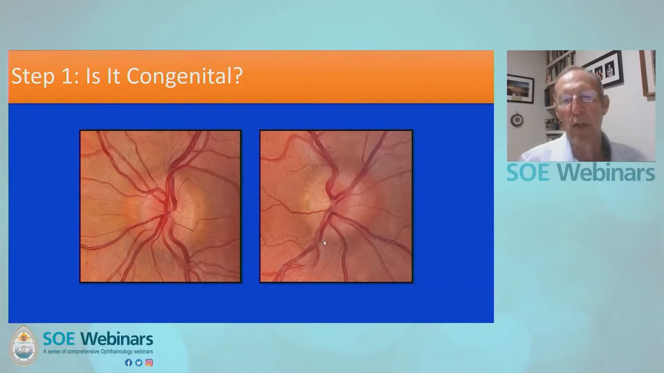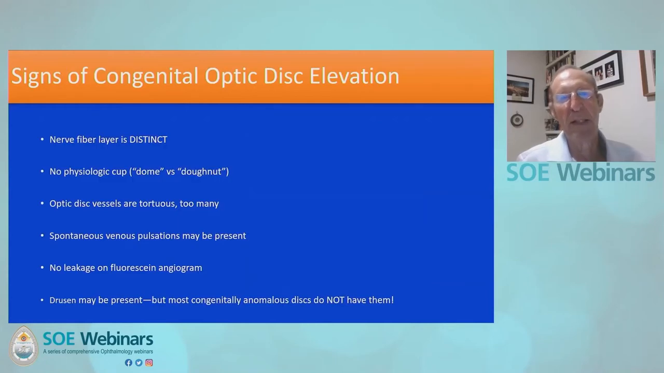And I will tell you that there's one of each. All right, after giving it a moment's look here, I'm sure you will agree with me that this is a very difficult assessment. It turns out that the one on the left is congenital and the one on the right is acquired. So let us talk briefly about the signs of congenital optic disc elevation.